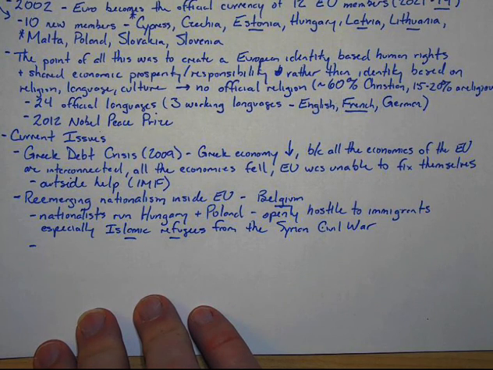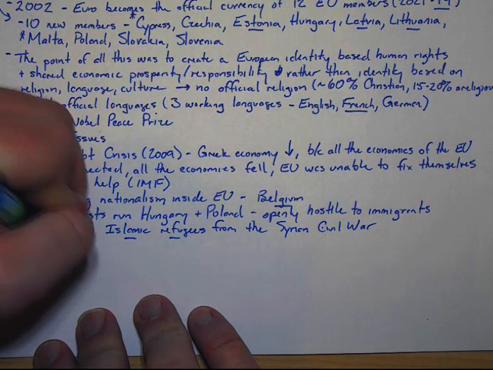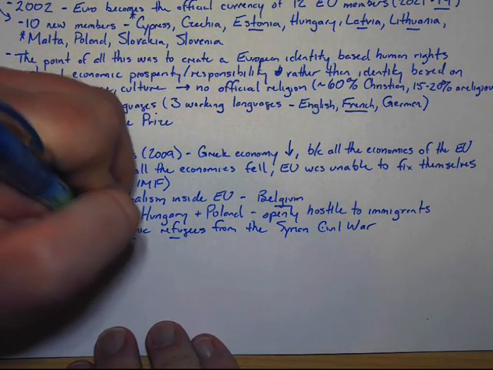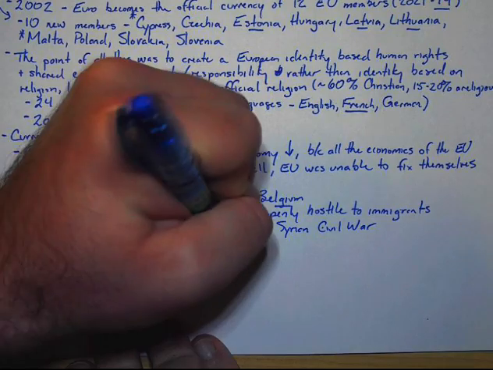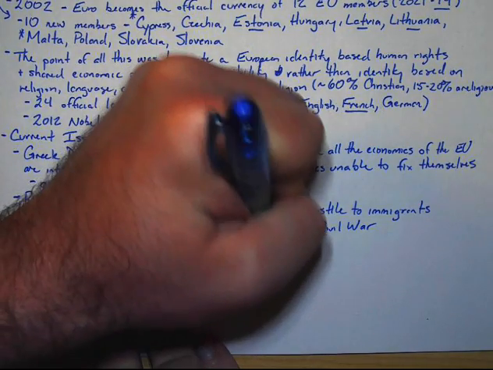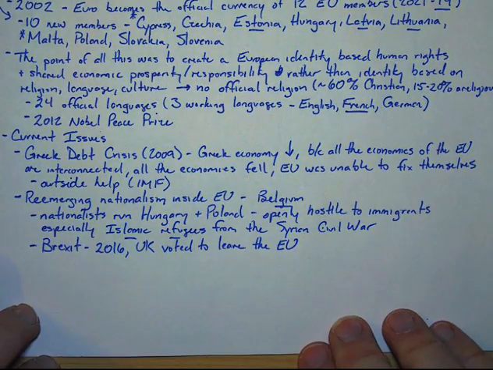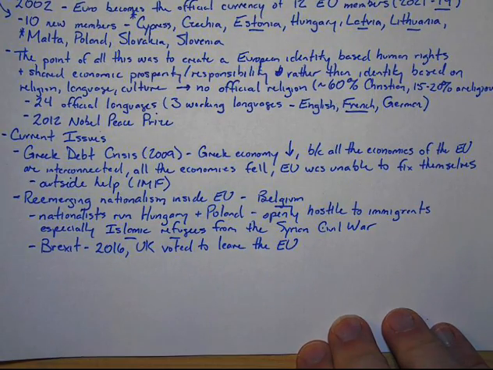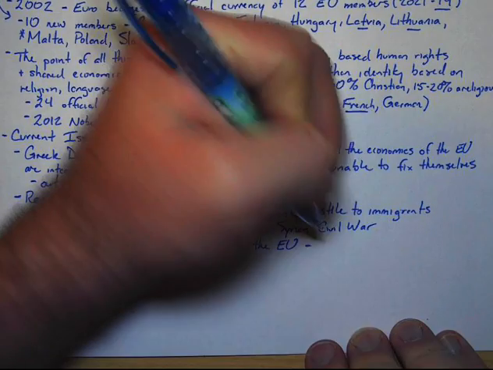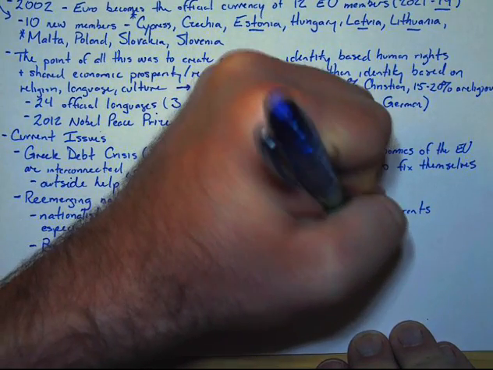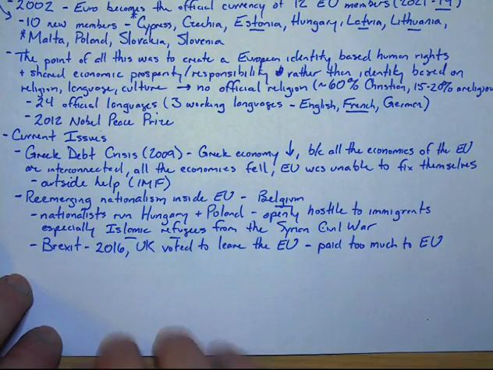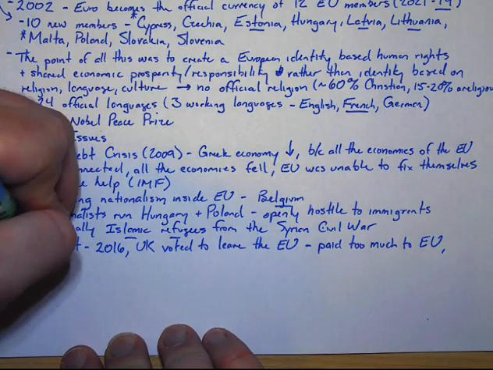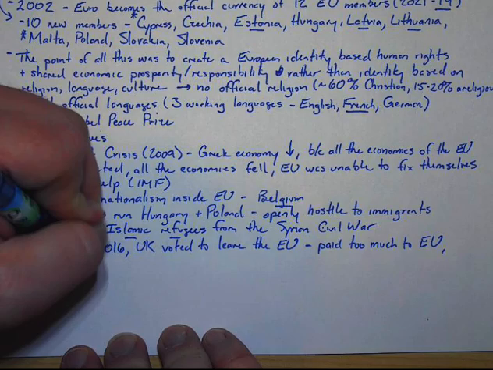The bigger issue and the most visible issue deals with Brexit. So in 2016, the UK voted to leave the European Union. And there were various arguments for this. The people who wanted to leave said they paid too much to the EU and they could better use that money at home. They said that the regulations were too strict.